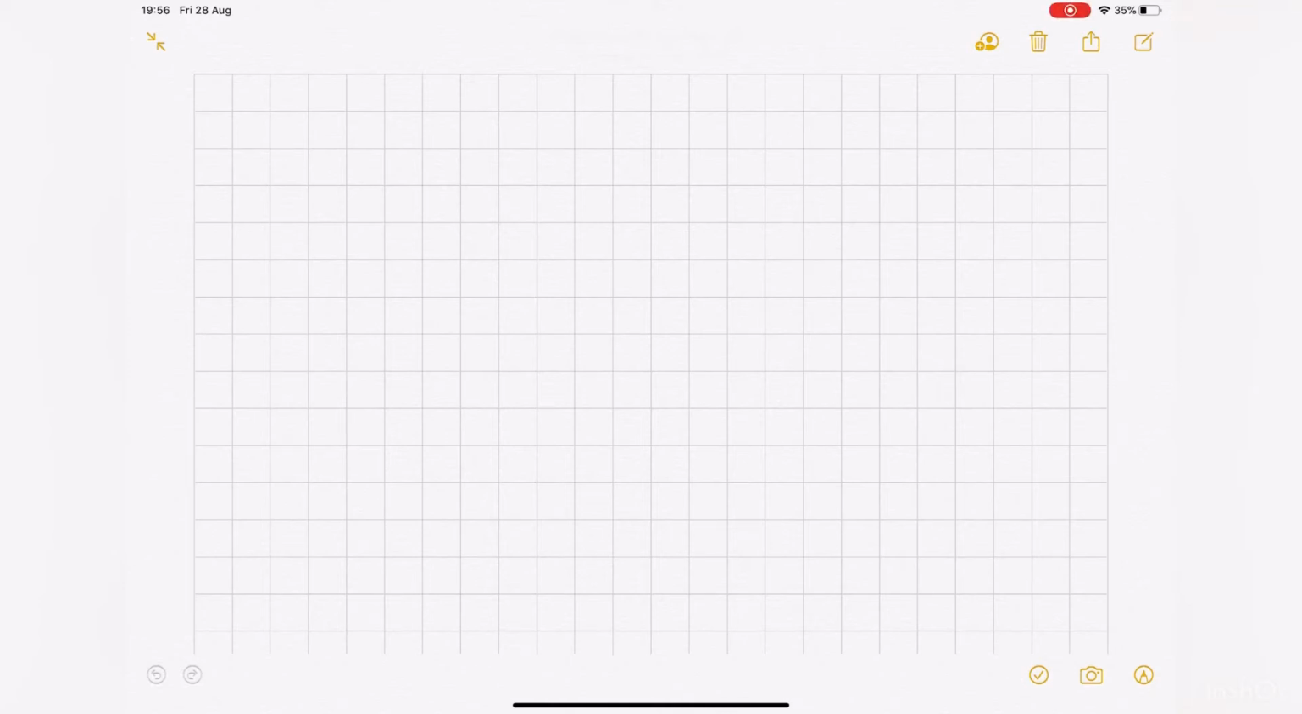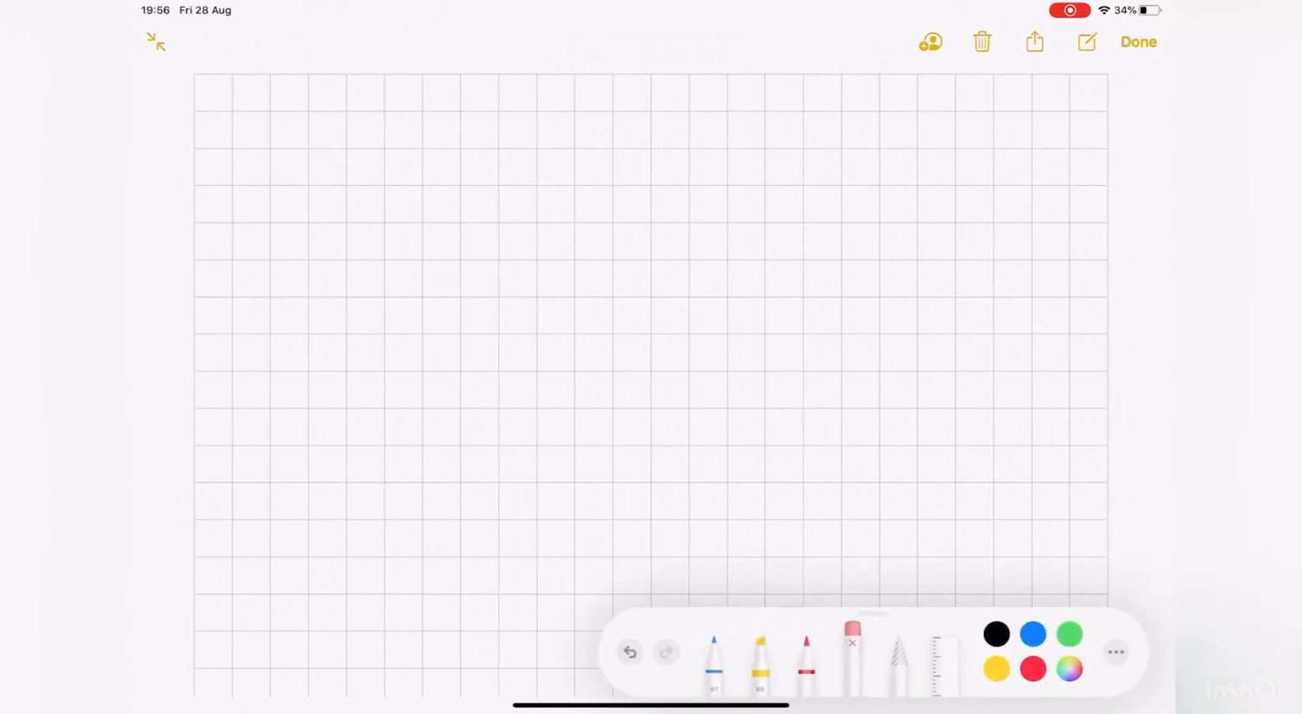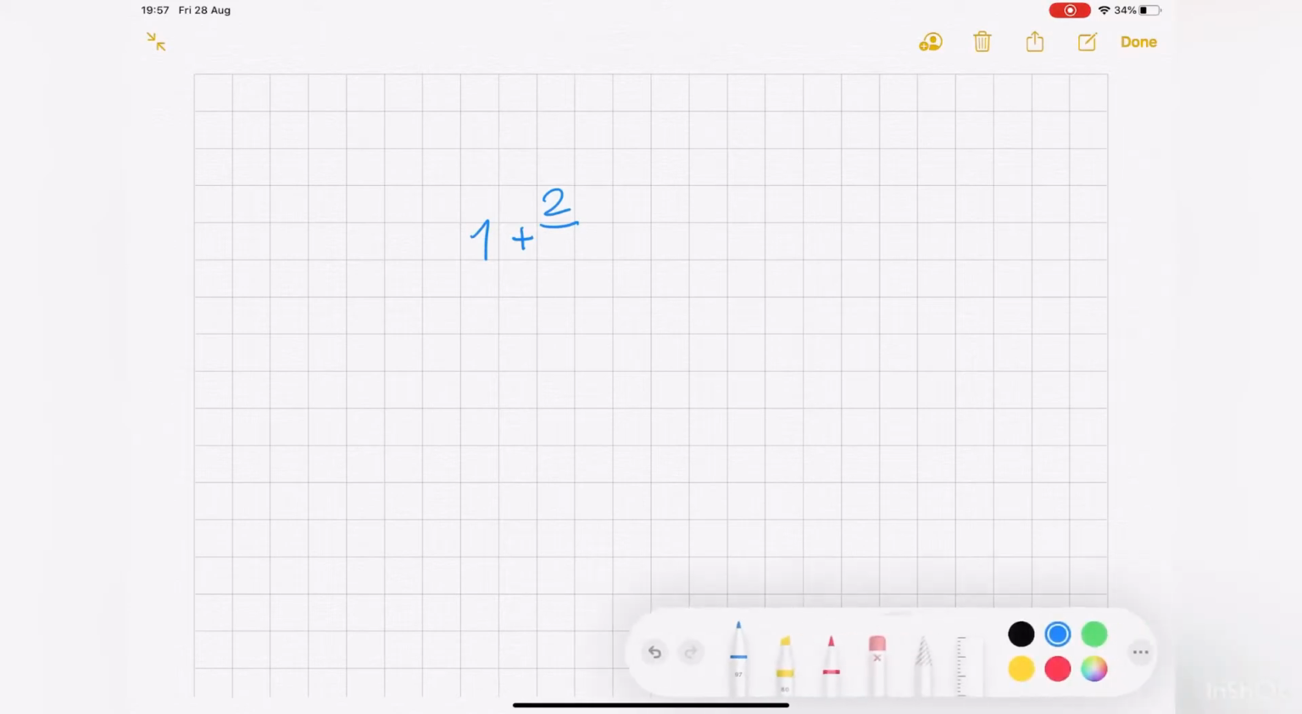So today we're going to teach you a very advanced algebra, an advanced one. Now I'm going to make an equation real quick, and we're going to solve it.